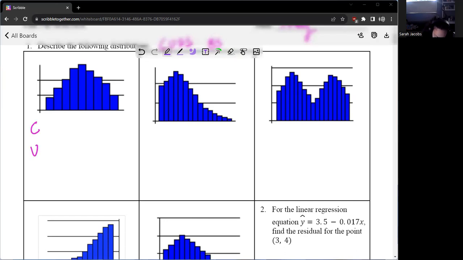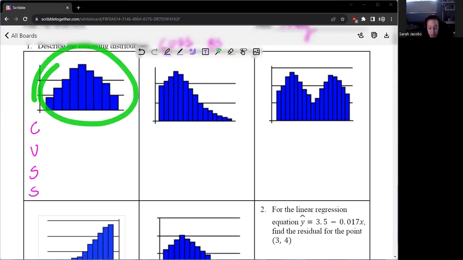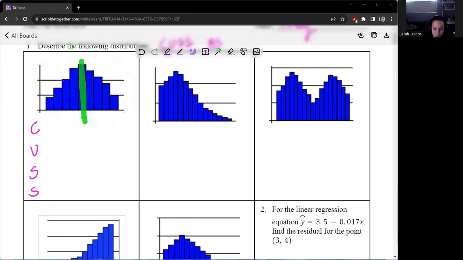So I'm going to write center, unusual, shape, spread. In this distribution, the center would be about here because we have a pretty symmetric unimodal distribution. So I'm just going to say, okay, center's about there. There don't appear to be any unusuals. I don't see any gaps and I don't see any spots of potential outliers. So I'm going to say none.